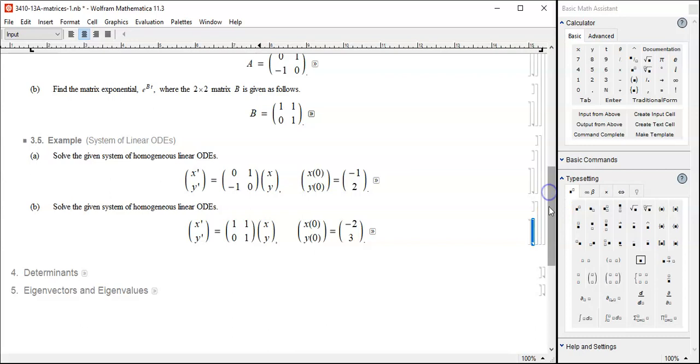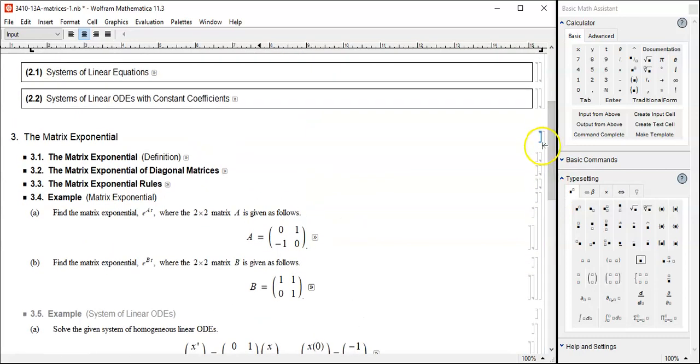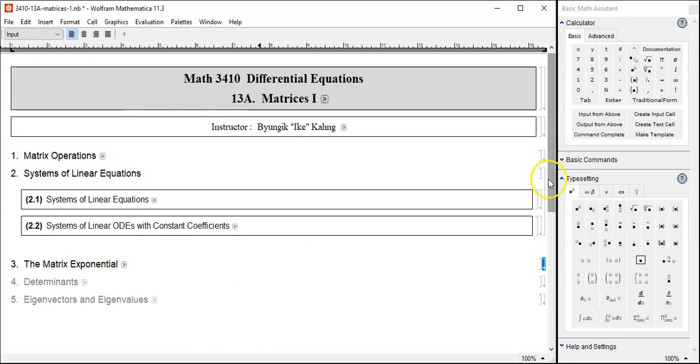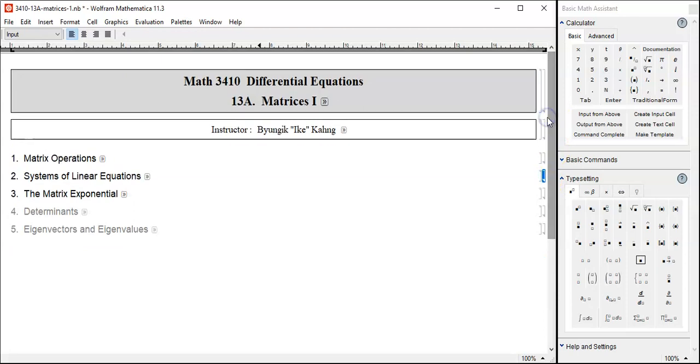So we went through the matrix exponential here, and we're going to study more matrix exponential in lesson 14. Here in lesson 13, we're going to stick to various preparations. And this concludes 13a. In 13b, we're going to talk a little bit more about determinants and some other stuff. They're not that important.